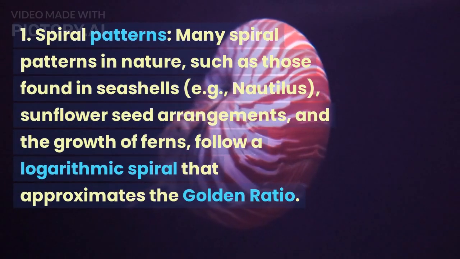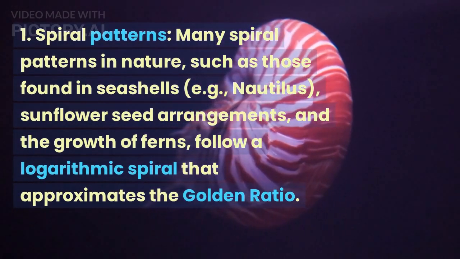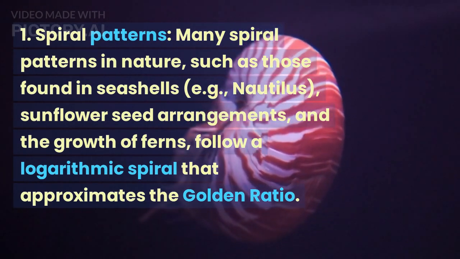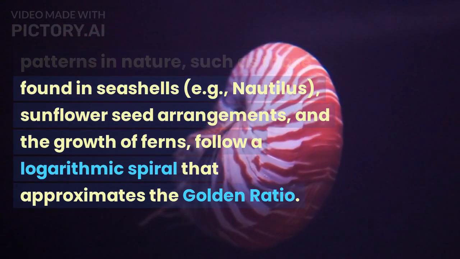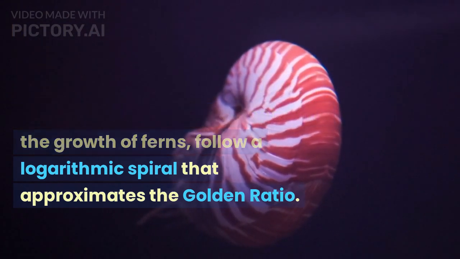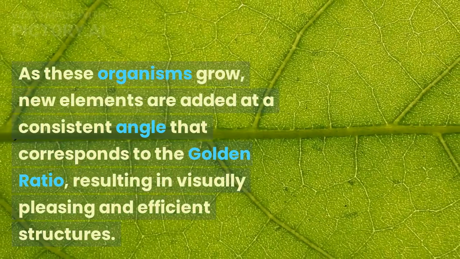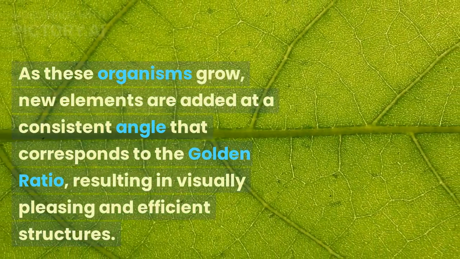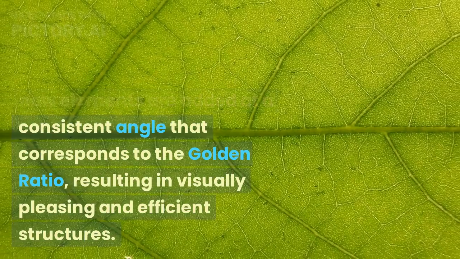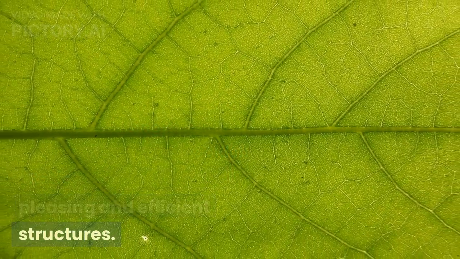1. Spiral patterns. Many spiral patterns in nature, such as those found in seashells, e.g., nautilus, sunflower seed arrangements, and the growth of ferns, follow a logarithmic spiral that approximates the golden ratio. As these organisms grow, new elements are added at a consistent angle that corresponds to the golden ratio, resulting in visually pleasing and efficient structures.